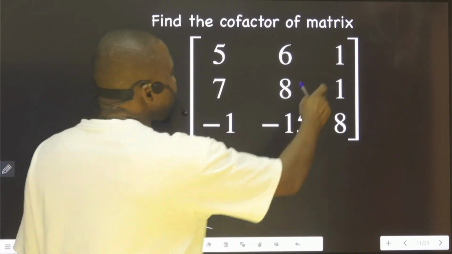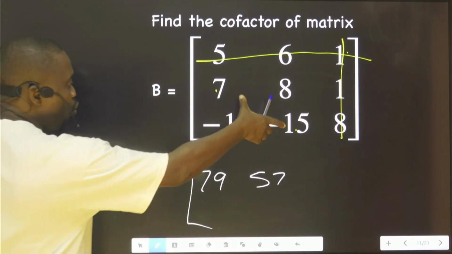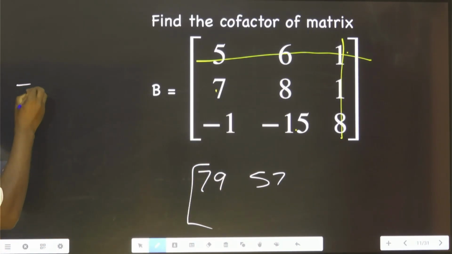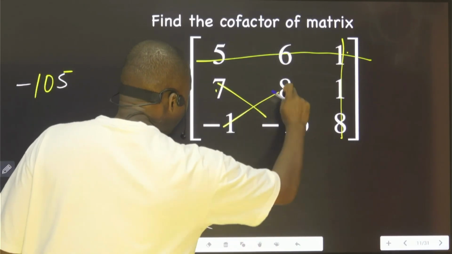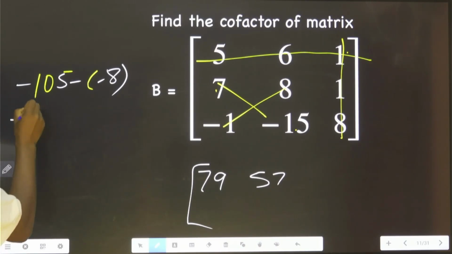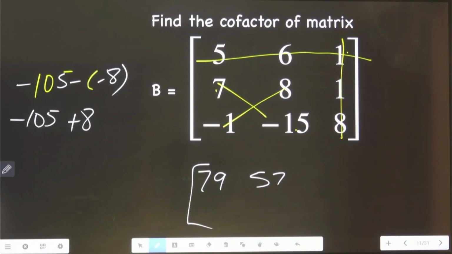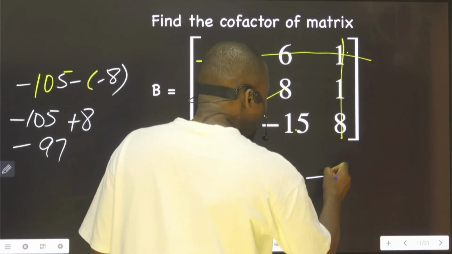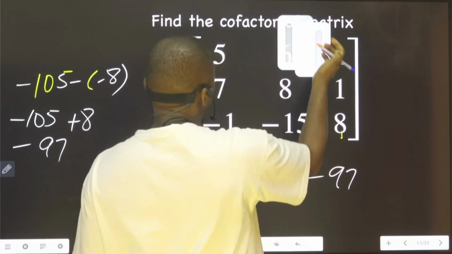The next one is to get the minor of this one. This multiplied by this will give us minus 105. Okay? Then this will give us minus 8, which is minus 105 plus 8. And you agree with me, this will give us minus 97. So we write here now minus 97, which is the minor of this one. We go for this.